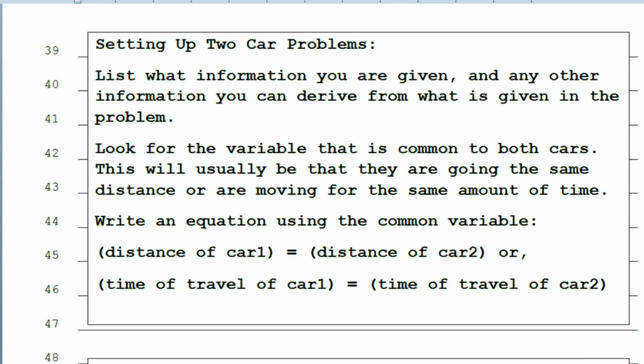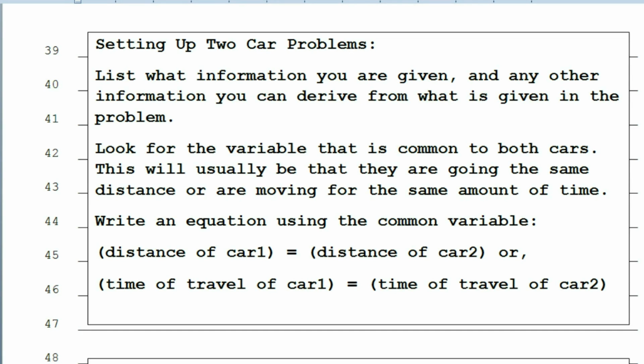And now we're going to do some problems which involve two cars. To set the problems up, you have to draw two pictures and list what information you're given and any other information you can derive from what is given in the problem. Make a list of what you know about each car, and then compare the two and look for the variable that is common to both cars. Usually it'll be that they're going the same distance or they're moving for the same amount of time.